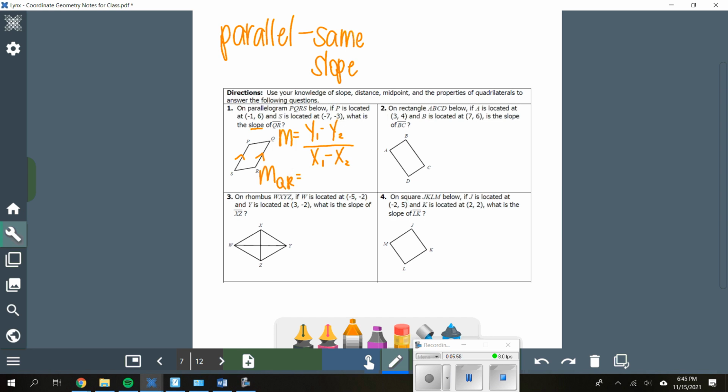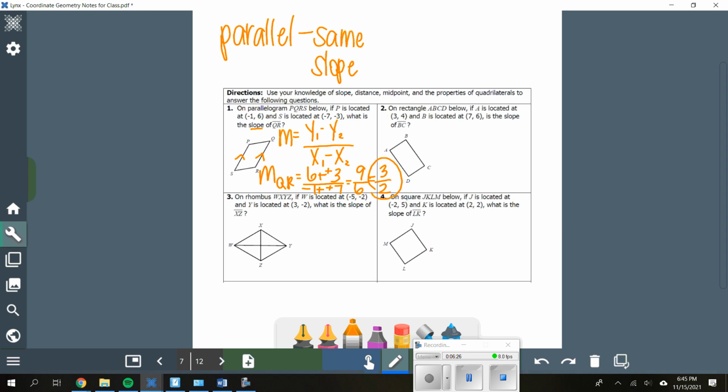If I take y minus y, so I'm going to take 6 minus negative 3 over x minus x, negative 1 minus negative 7. That's going to give you plus positive, so 9, plus positive, so 6, and then reduce that, and it's going to be 3 over 2 for my slope of QR.